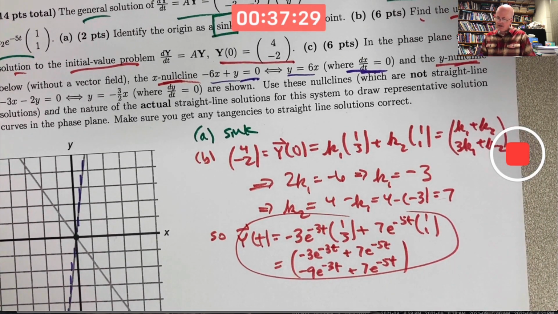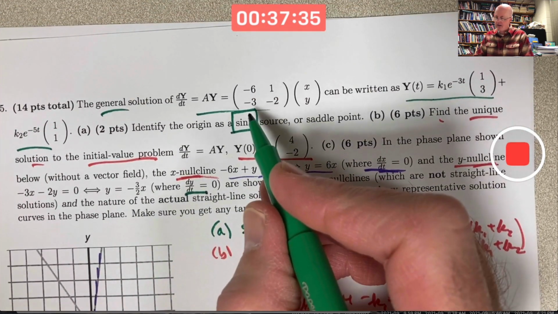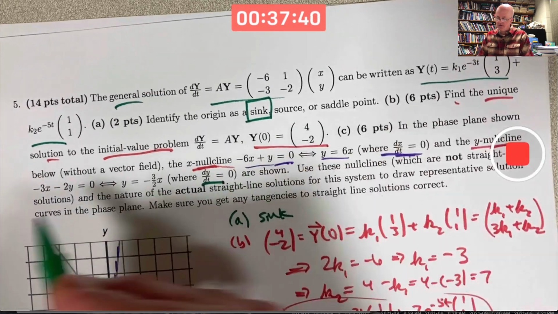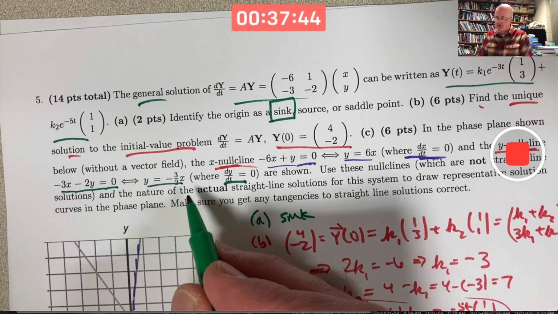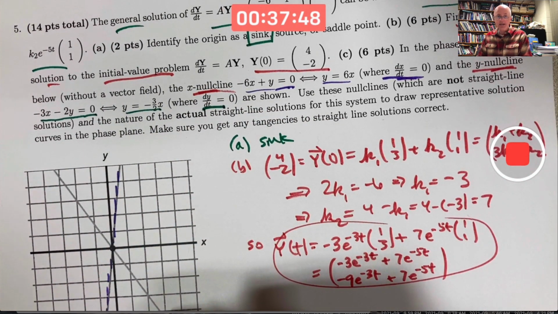The y nullcline is where dy/dt is 0. Look back up here, and dy/dt is negative 3x minus 2y. Negative 3x minus 2y, set it equal to 0. Solve for y as a function of x. You get y is negative 3 halves x. That's this line here. That's where dy/dt is 0.